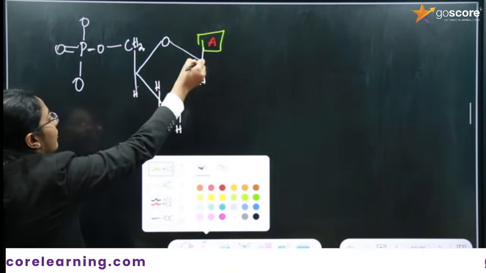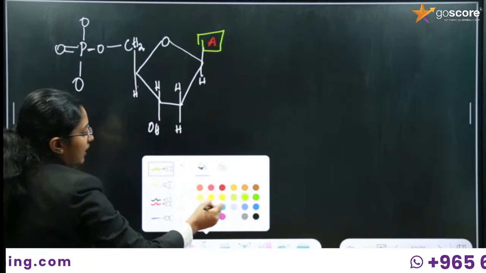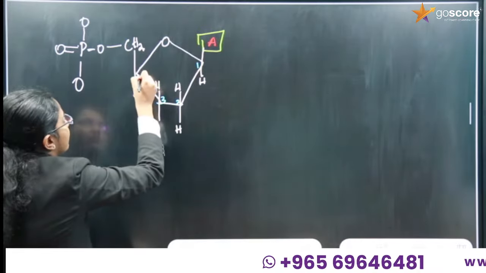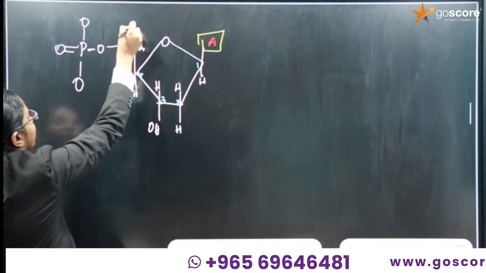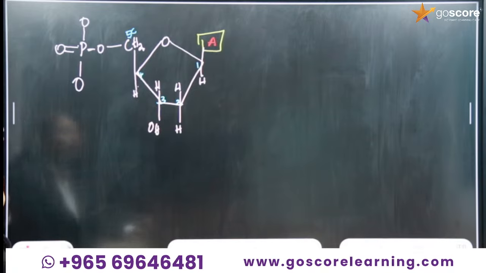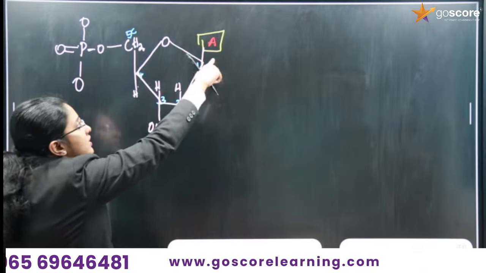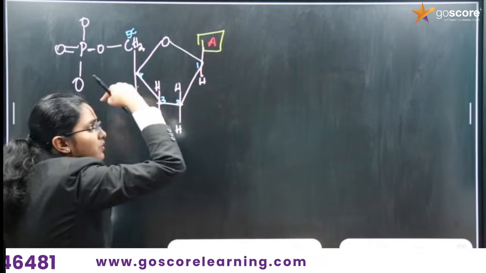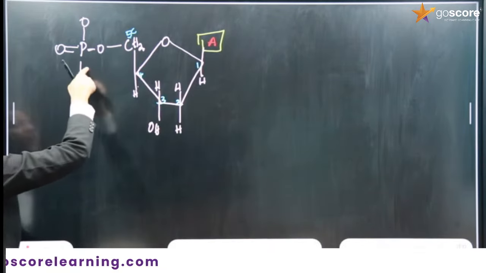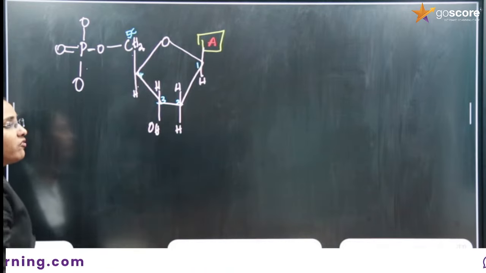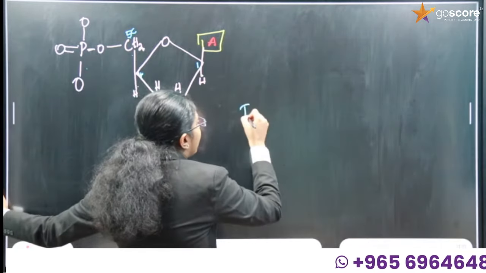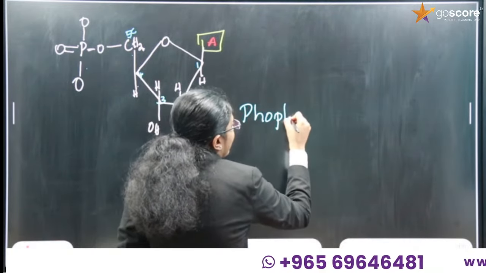See, this is the first carbon, this is the second carbon, this is the third, and this is the fourth. This is the fifth. Towards the fifth carbon, what is attached? Phosphate group is attached. Okay, so when I was saying the nitrogen base was attached to the first carbon with N-glycosidic linkage, right? The phosphate group is attached to the fifth carbon with the help of phosphoester linkage. Okay, which linkage is it?